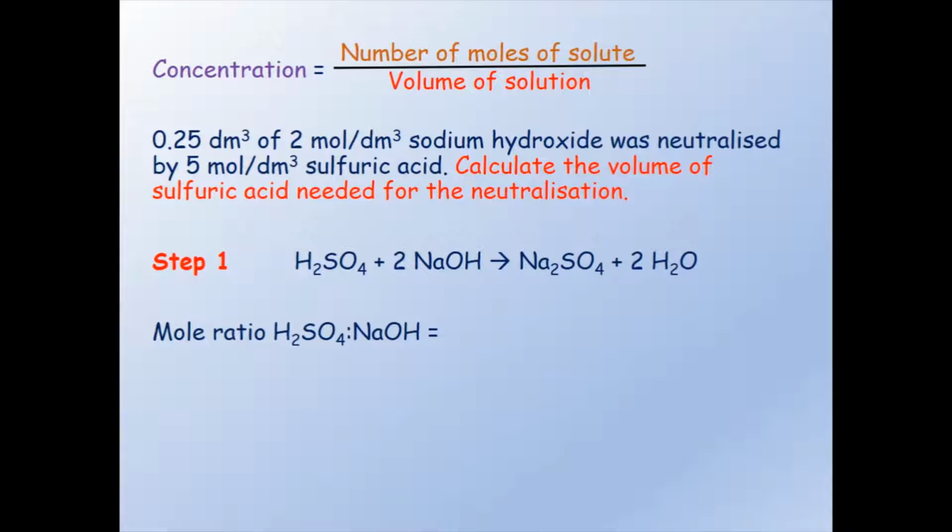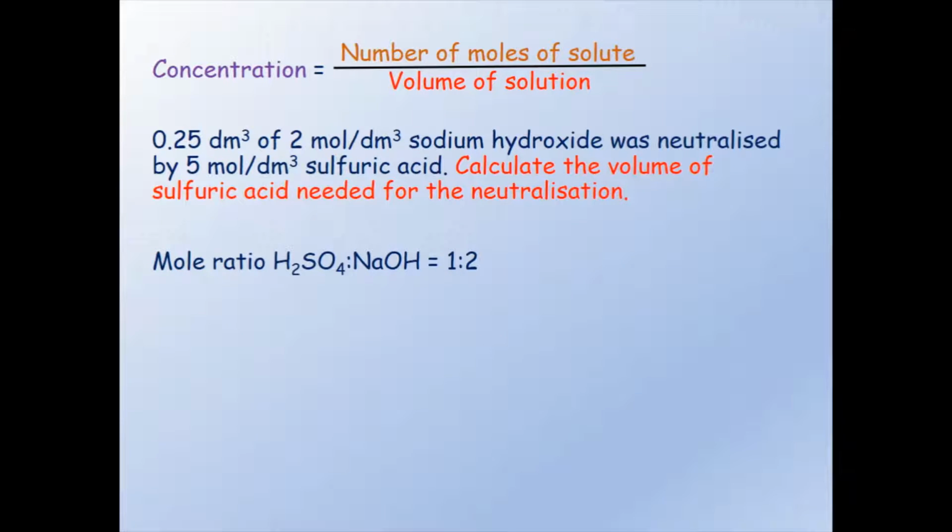The mole ratio that we have to find is for the sulfuric acid versus sodium hydroxide, and this time we need to look at the balancing numbers in front of the formulas. We can see that there's a number 2 in front of the sodium hydroxide. There's no number in front of the sulfuric acid, and this means that the mole ratio is 1 to 2. So for each sulfuric acid molecule there will be 2 sodium hydroxide molecules reacting here. So now we know the mole ratio.